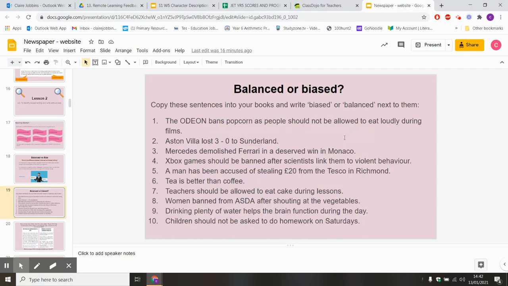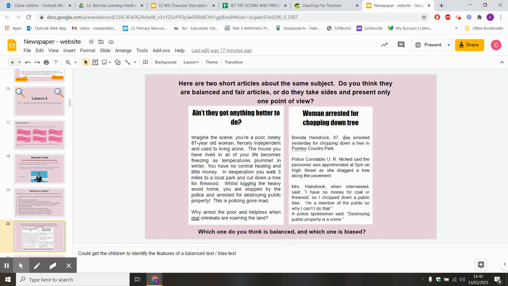Hello and welcome back. You should have had a go at writing out each of these sentences in your neatest handwriting, and then you should make sure that you're writing balanced or biased next to them. We're then going to move on.